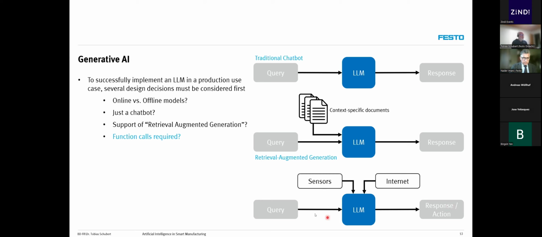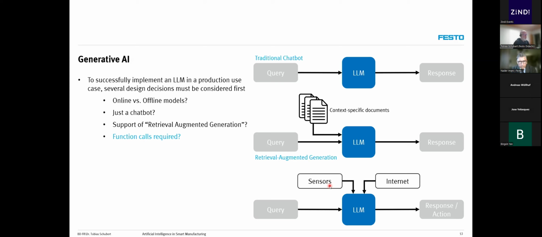So that also means, if you combine these two, the query might be, my system is not working. I have a red lamp over here. Please check what's going on. Then the large language model will talk about the context-specific document. It will get the current snapshot of your system, and maybe it can then answer, okay, it was because of this and that. Please replace this part by a spare part or something like that.